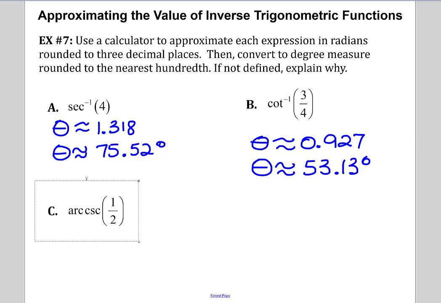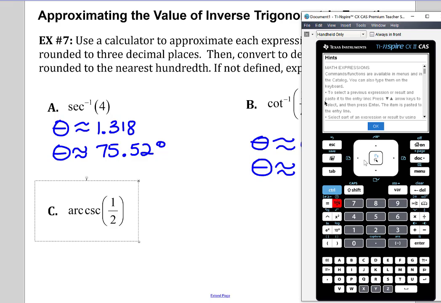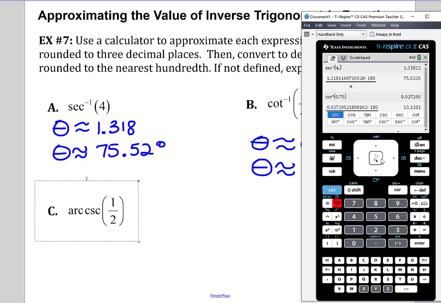And then our last one, this is not what's on your notes. There, arc cosecant of a half. So if you think about that, this is asking for sine of 2. You see that? We should get an undefined here. So we're looking for arc cosecant of a half.